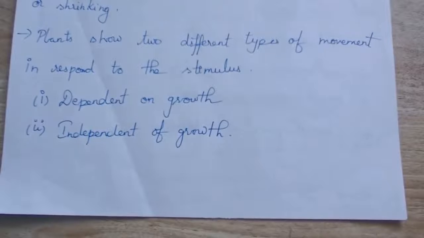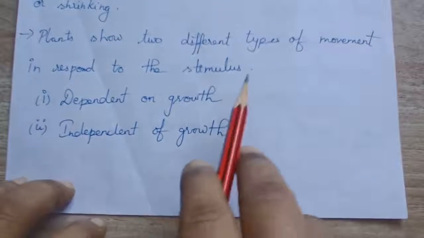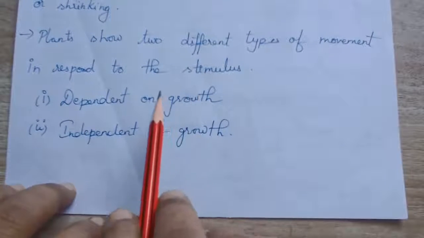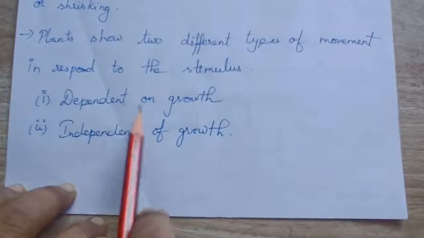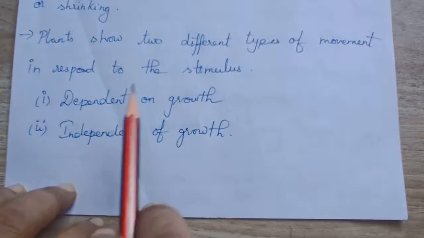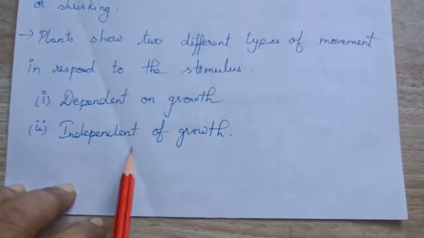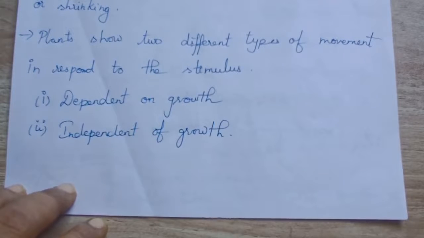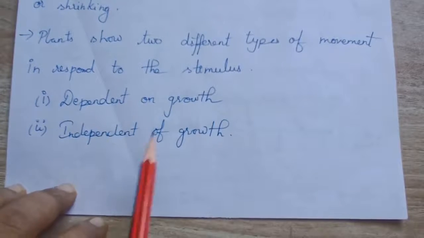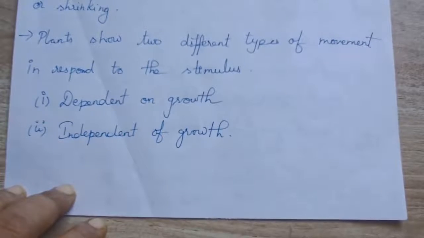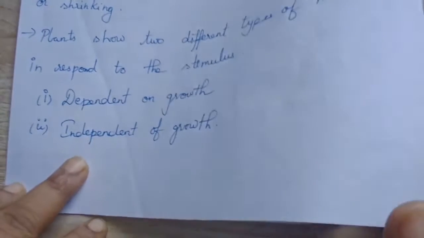Next, we'll move to the fact that plants show two different types of movement in response to the stimulus. It is based on the growth. The movement may be dependent on the growth or independent of the growth. There are two different types of movement, based on the growth and independent of the growth. We'll see in detail one by one.